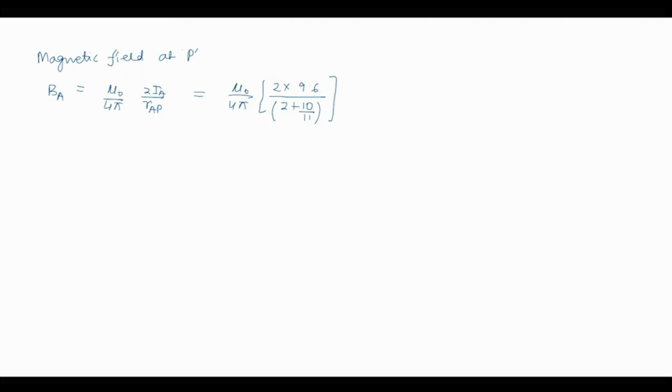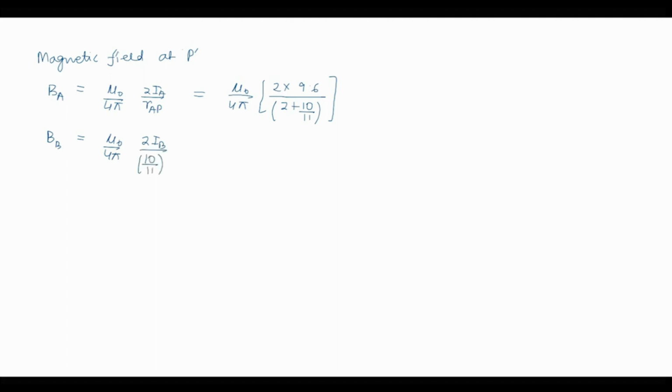Now we calculate the magnetic field due to B, which is opposite to the direction of the magnetic field produced by A at point P. For B, I write it as mu naught upon 4 pi twice the current in B upon the distance, which is 10 by 11.